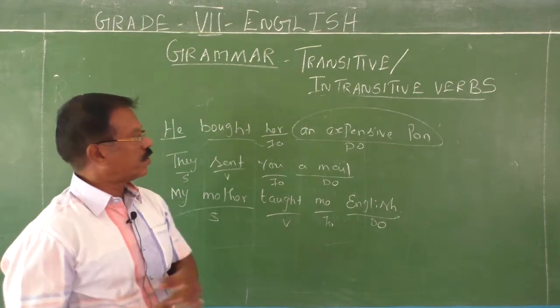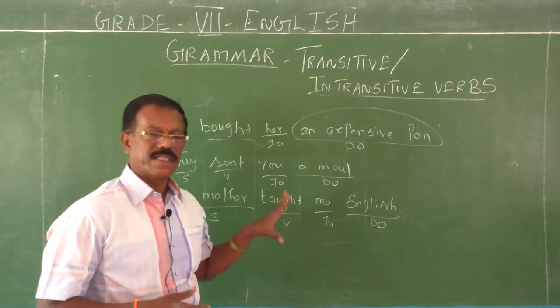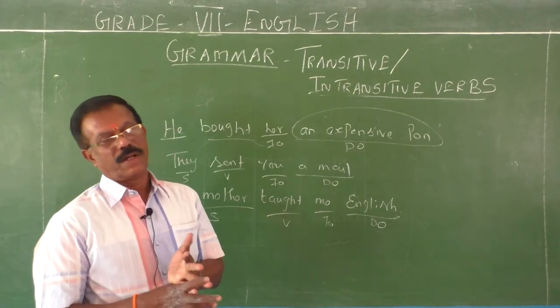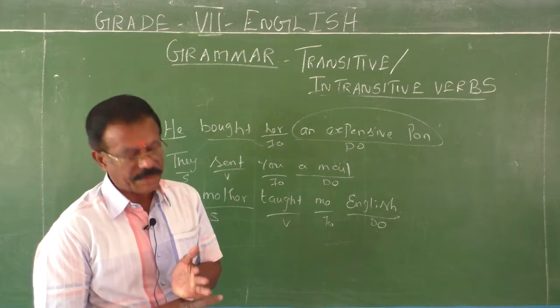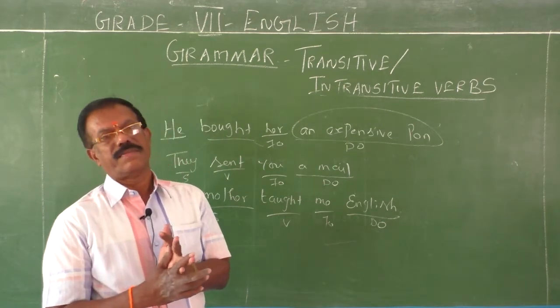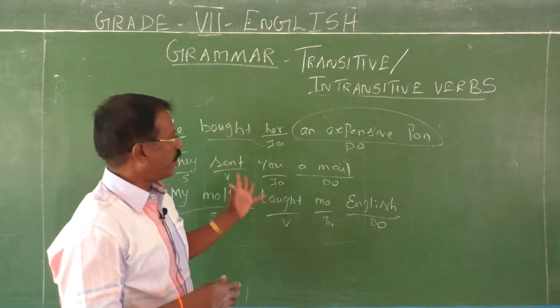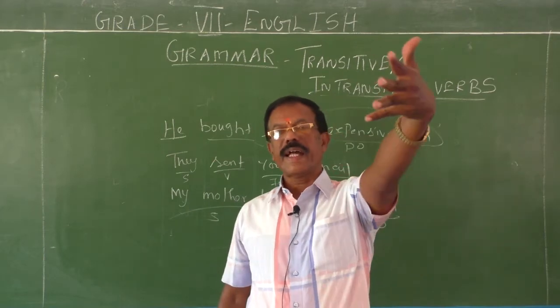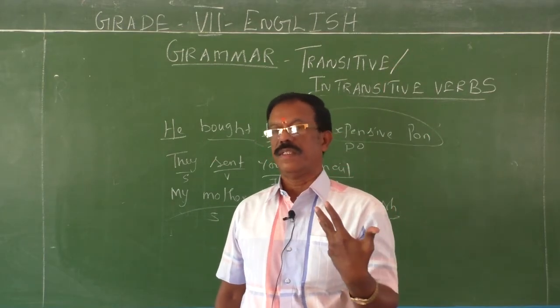Okay, children. So now I taught you what is object, what is subject, what are the kinds of objects. Object may be a noun or pronoun. It is the receiver of the action. It is the one that is affected by the action of the subject. To identify an object in a sentence, you have to raise two questions, what and who. You may get answer for any one of these two questions.